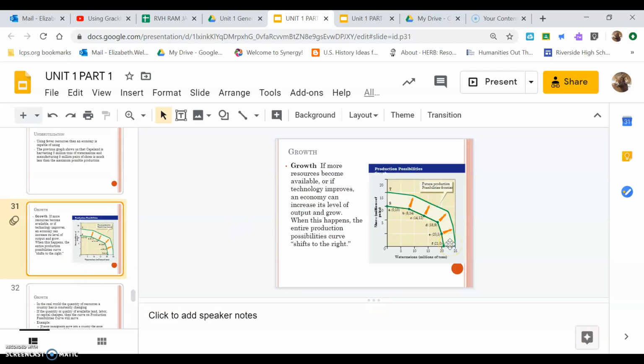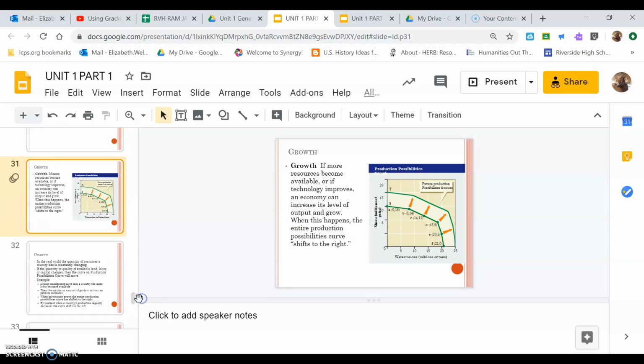Two things that really encourage growth are technology improving and more resources becoming available, right? So for the medical sector, we're trying to free up resources for the respirators, and they're hoping to grow that.